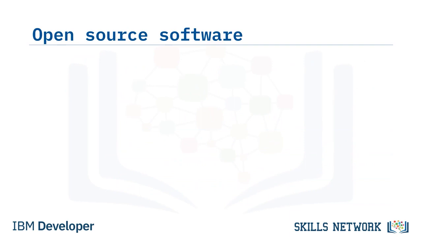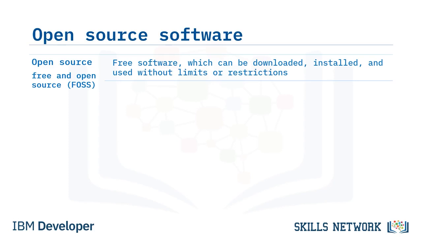Software licenses are also required for most open source software. Open source is also referred to as free and open source, or FOSS. Open source software is free and can be downloaded, installed, and used without limits or restrictions.